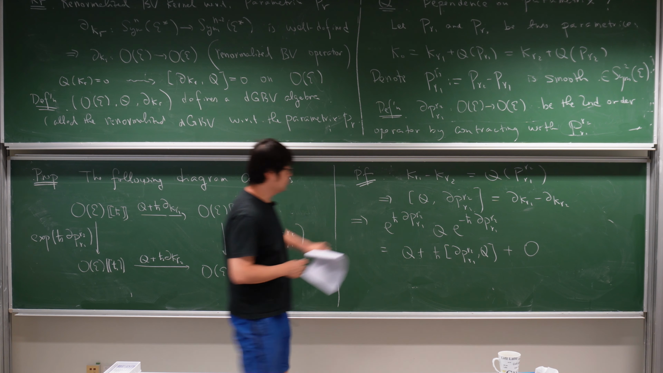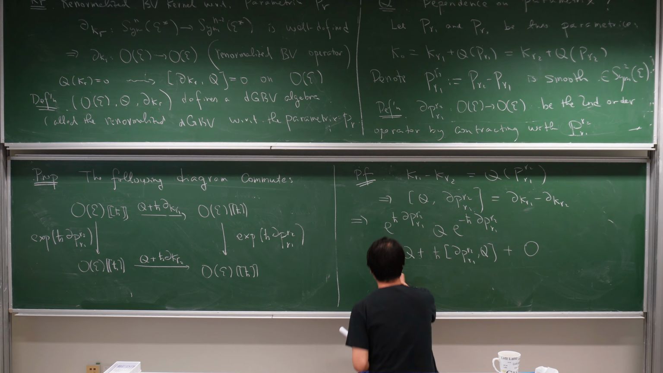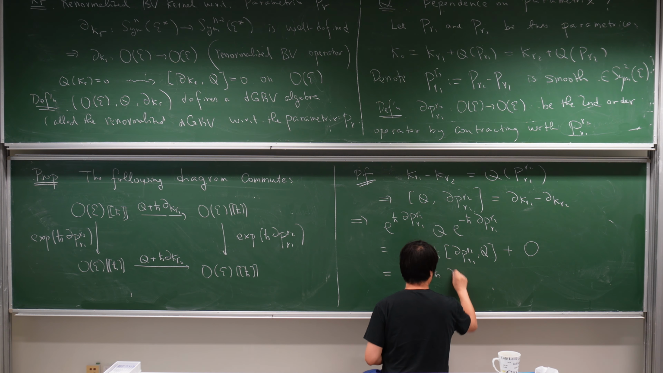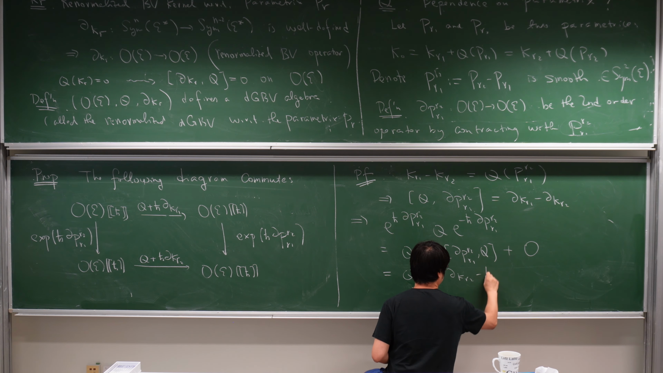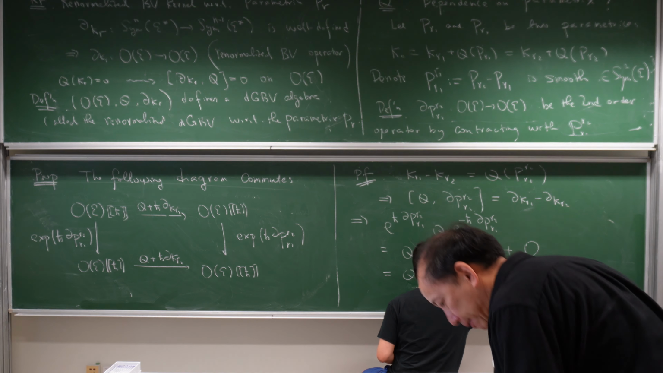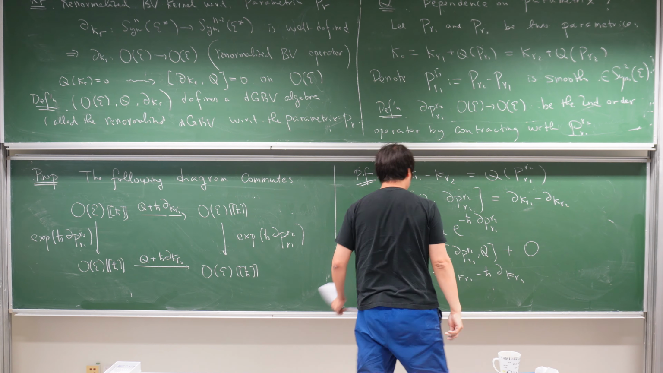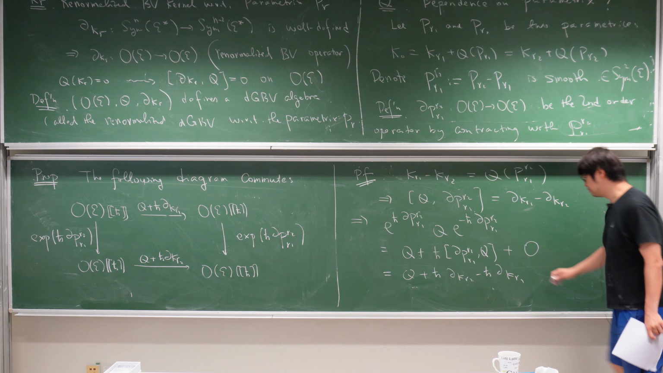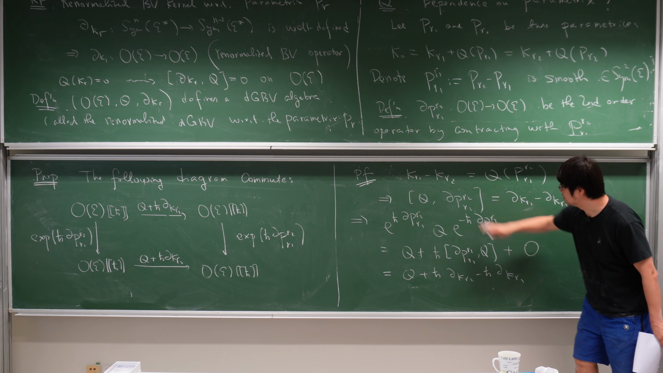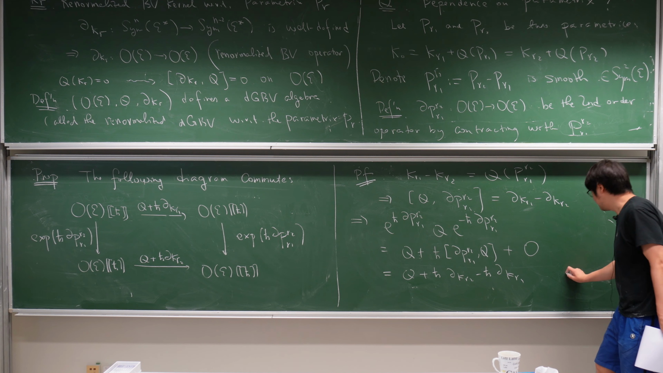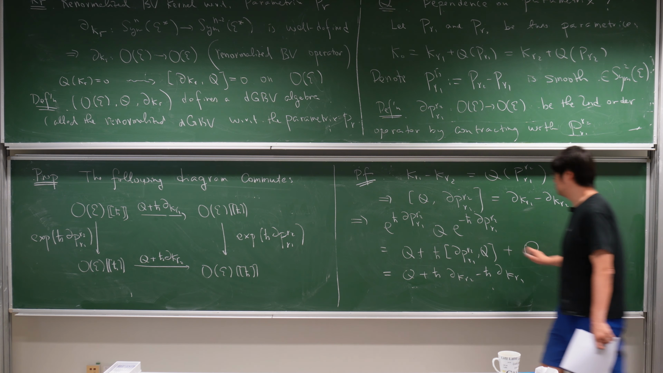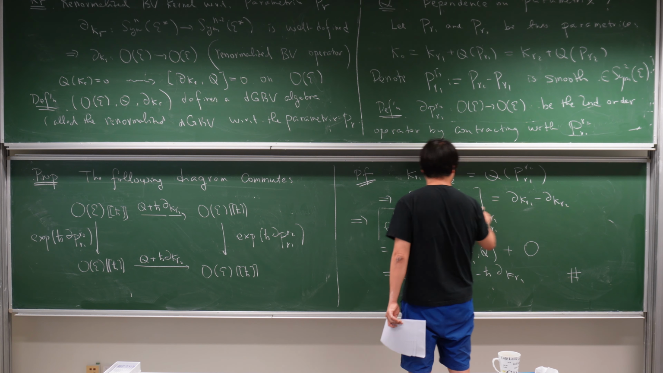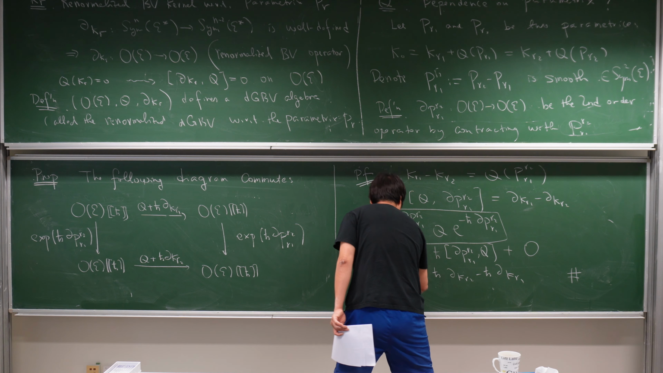And now you plug in this formula. You find this q plus h bar partial k r1 minus h bar partial k r2. And this is basically the end of the proof. So you basically move this one to the other side, and that's it. So you have this object equals this guy.